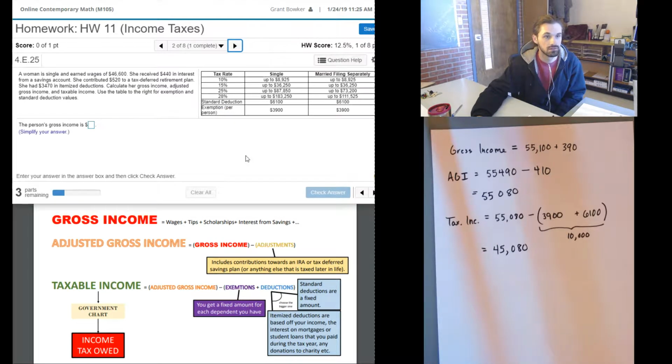Woman is single, earned wages, and so on. This one is a repeat of the last one. See if there's anything that's different towards itemized deductions. Yep, same song and dance.